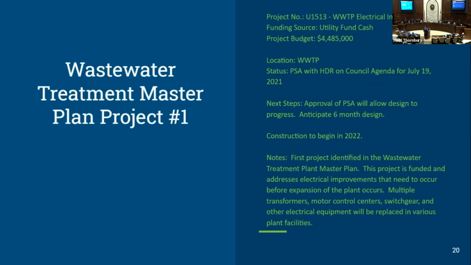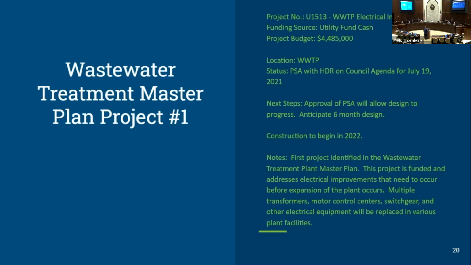Moving on, you saw us at the retreat in February. Presented on the wastewater treatment plant master plan. We're really beginning to identify those next projects in that plan. And the first one is the electrical improvements project. So this is the first project coming out of that. This project is funded right at $4.5 million.